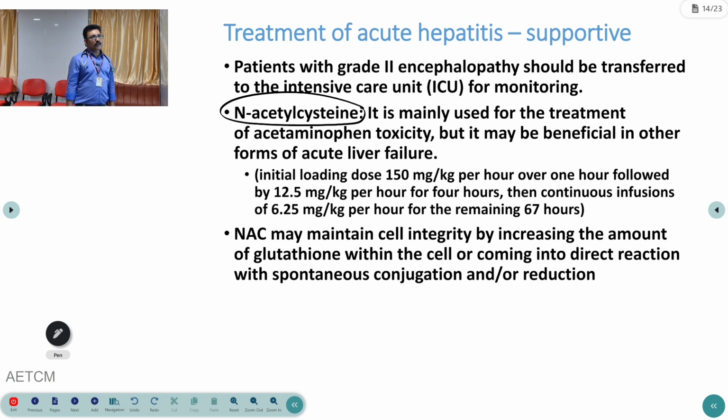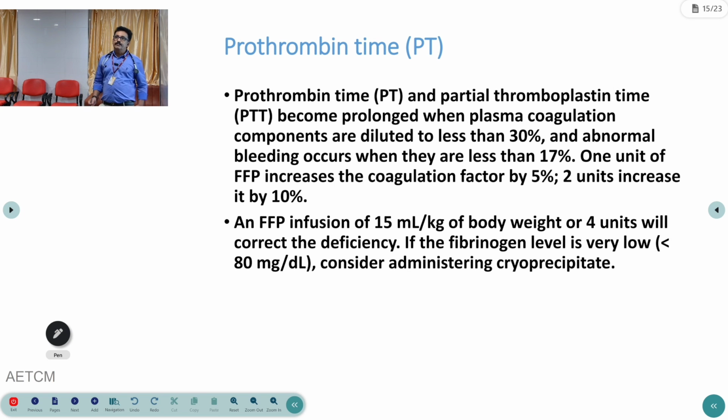So you can go for the same protocol that we give in paracetamol toxicity: 150 milligram per kg over 1 hour, followed by 12.5 milligram per kg per hour for 4 hours, then continuous infusion of 6.25 milligram per kg per hour for the remaining 67 hours. So, that is one of the protocols. There are different protocols available, an oral protocol is also available. This will be very useful in a patient who has acute liver injury, but this protocol is designed for paracetamol toxicity. We can use it in other types of liver injury also.